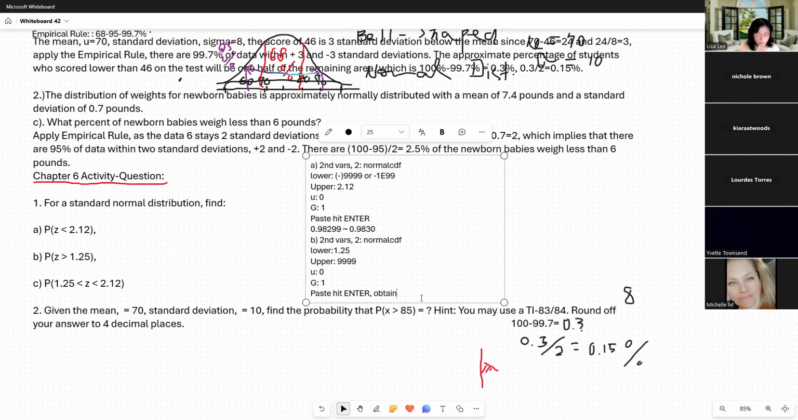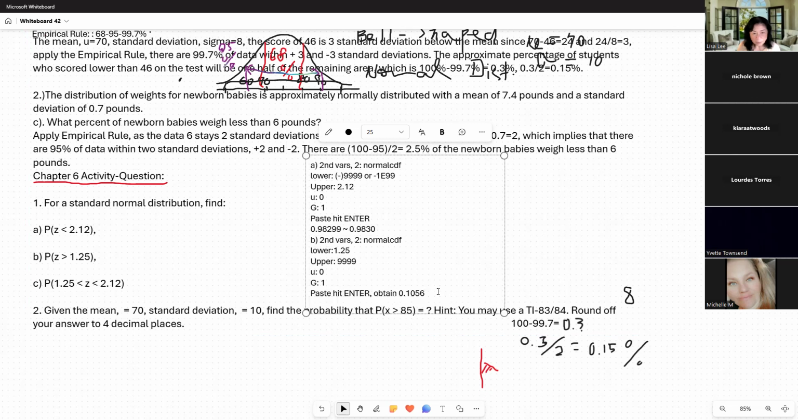So you will do the same thing. Second bounce, option 2, and change the lower bound to 1.25. Upper bound is 9999. And paste and enter. Your final answer should come out 0.1056 when I round it to 4 decimals. Okay. You will obtain this probability as this number. Just one more, because I'd like to show you all the 3.